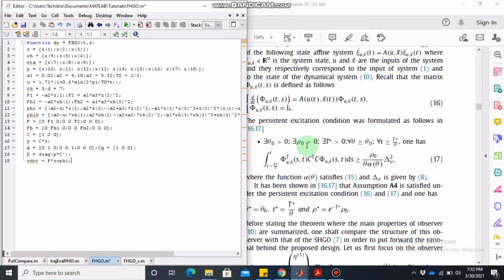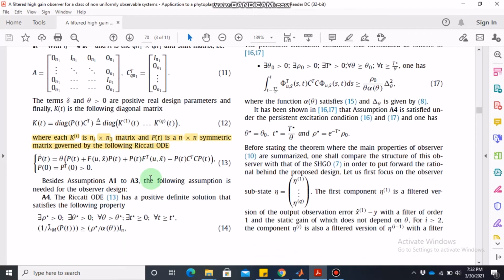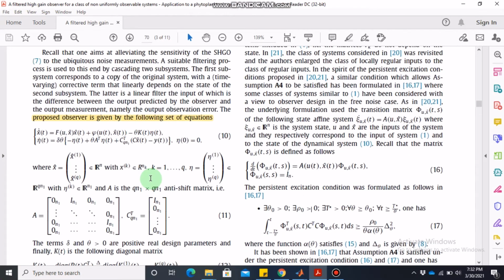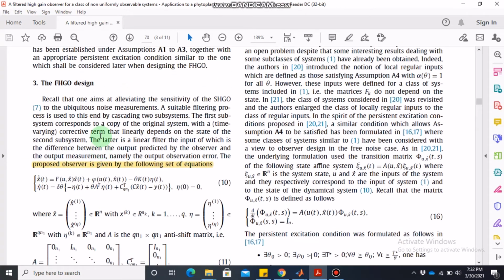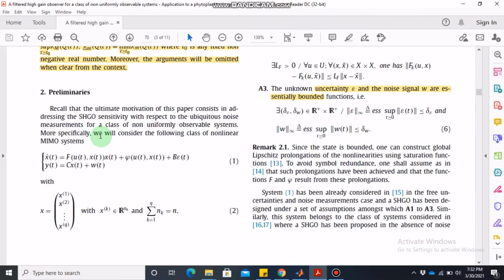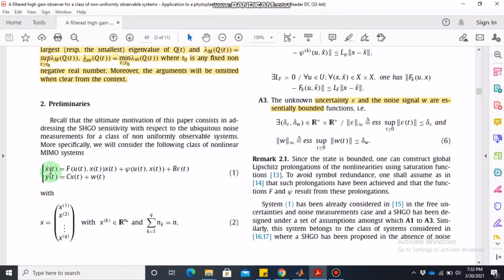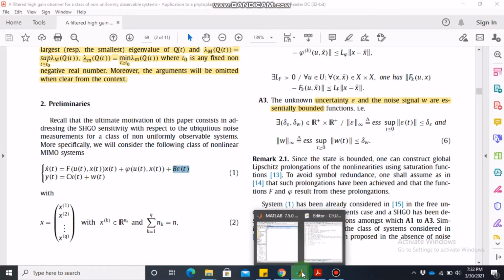Then Z dot is F times Z plus phi. I have not included the disturbance here. If you look at the dynamics of the system discussed in the paper, x dot is equal to F times x plus phi plus B epsilon. So I have not included B times epsilon. You are most welcome to use this in your own research. The B matrix will be 0 0 1. It will be a 3 cross 1 column vector in this example, and epsilon can be any bounded function of time.